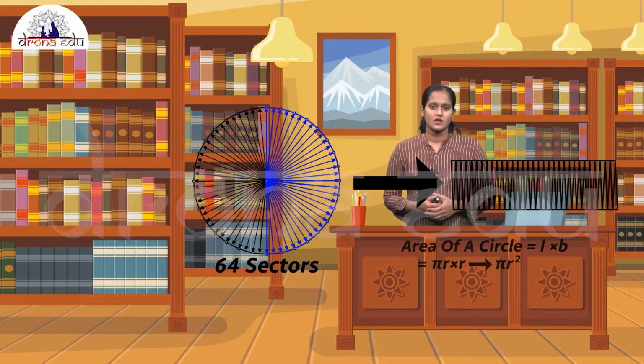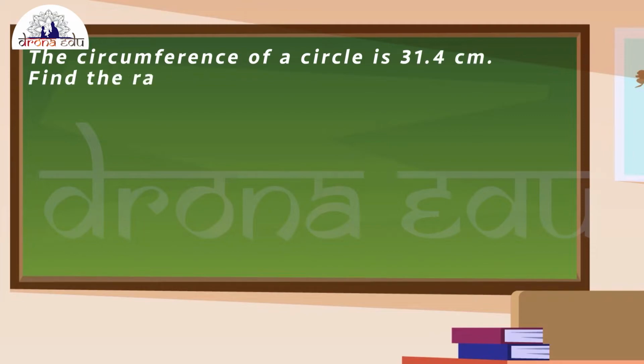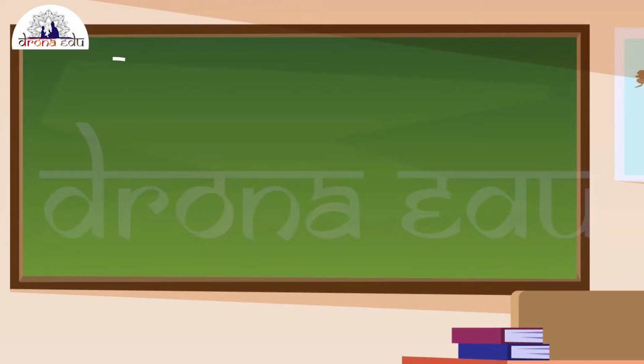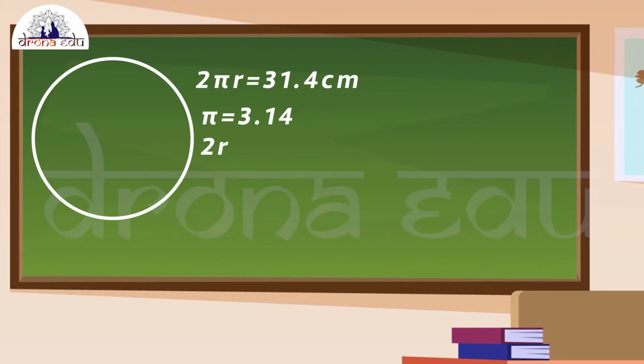Now we shall take an example where the circumference of a circle is 31.4 centimeter, and let us find the radius and the area of the circle. If I consider this as a circle with a circumference of 31.4 centimeter, the circumference is given by 2 pi r, which is 31.4 centimeter. If I take pi as 3.14, we get 2r equals 10, so r equals 5 centimeter.